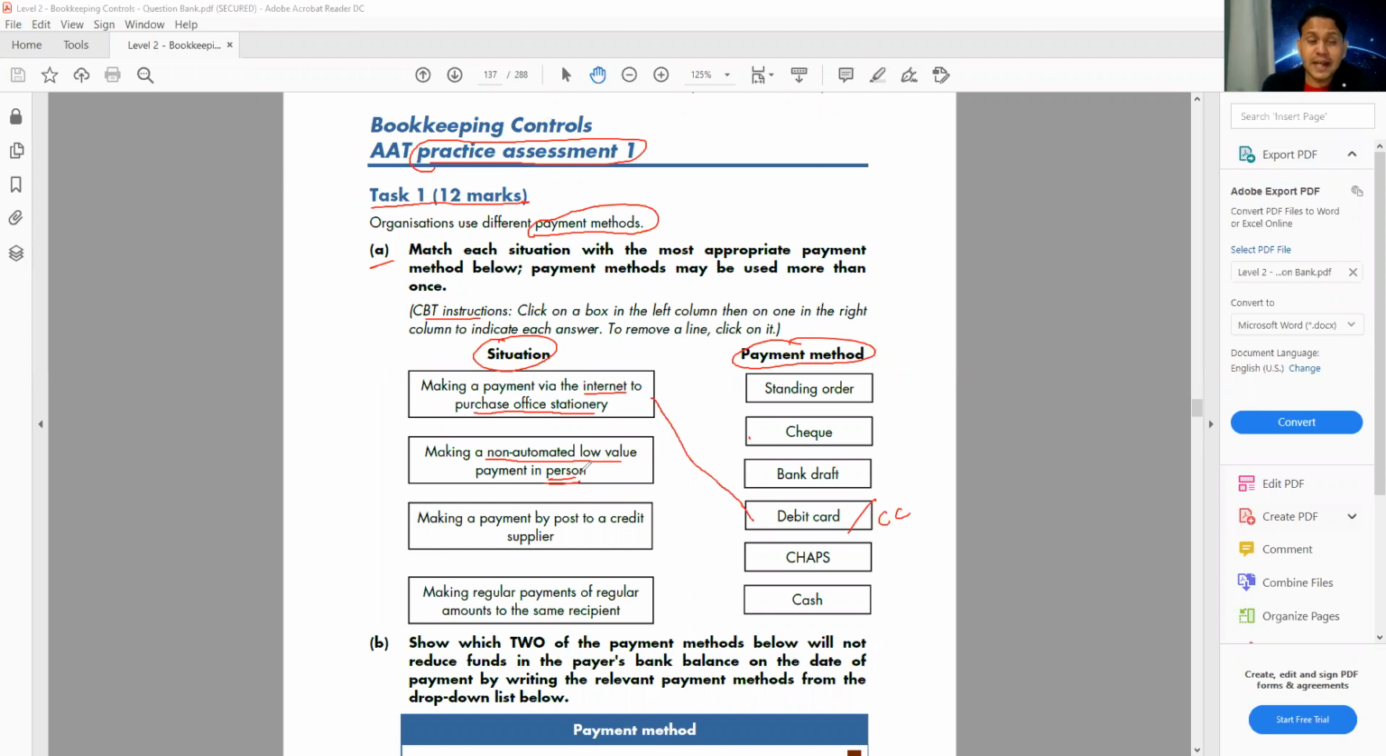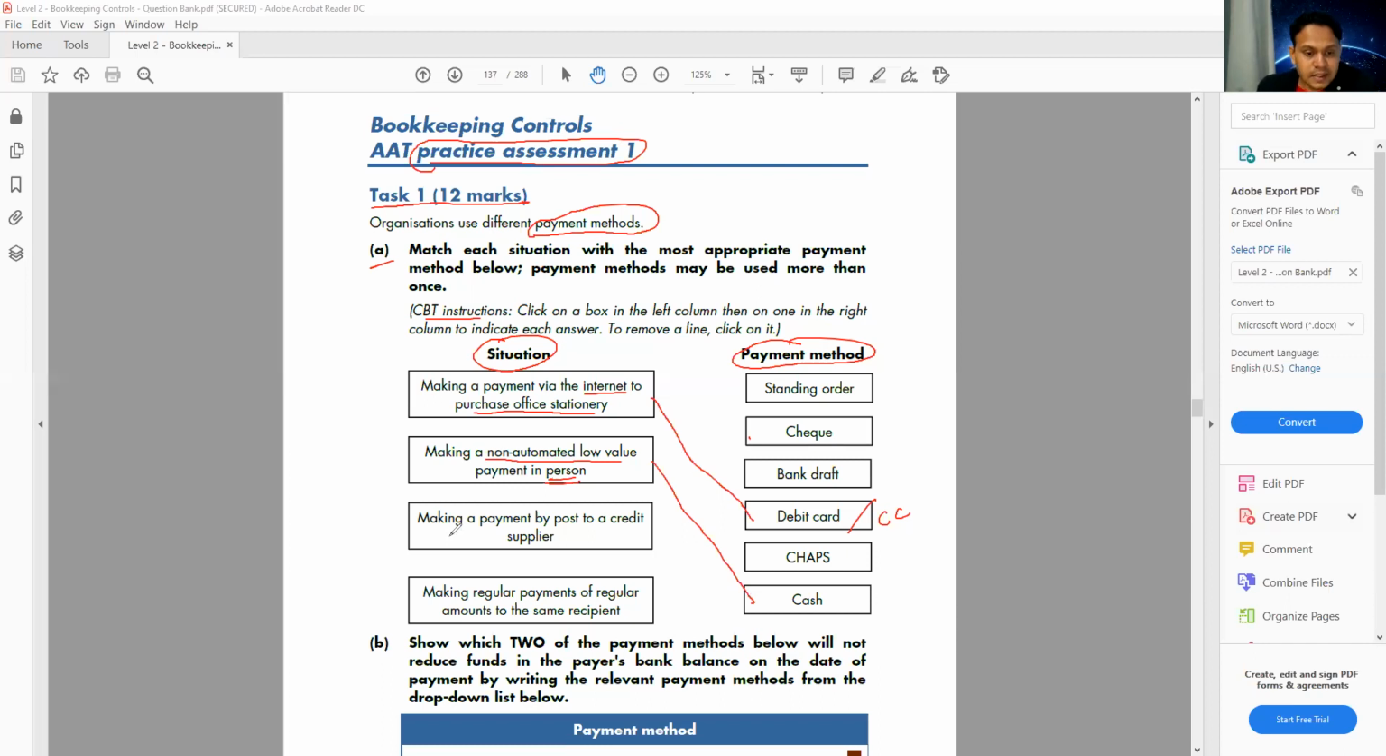So what type of payment can I give to a person? We can see that's the only thing, cash. That's the only thing you can give in person that is non-automated. You don't have to go to the bank, or log into your bank. And the amount is really low. We can use the cash method.